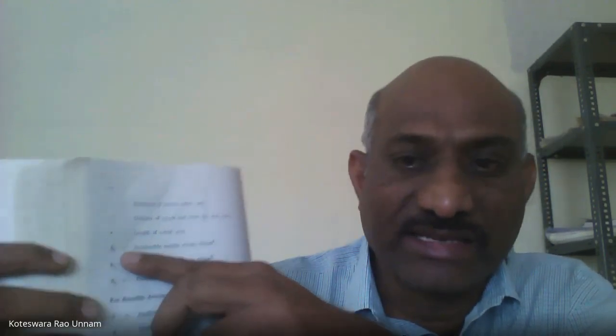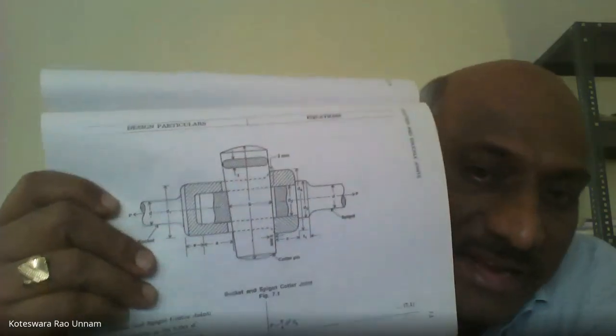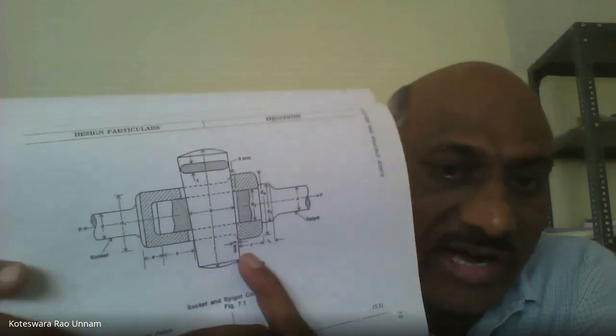Similarly, C, thickness of the socket collar. A is the distance of the spigot end from the slot. L, length of the cotter. Then you have sigma T, which is permissible tensile stress. Then permissible shear stress, or tau. Then permissible crushing stress, that is sigma C. So these three are the stress values he has given. If you go to the next page, you can clearly see the joint also.